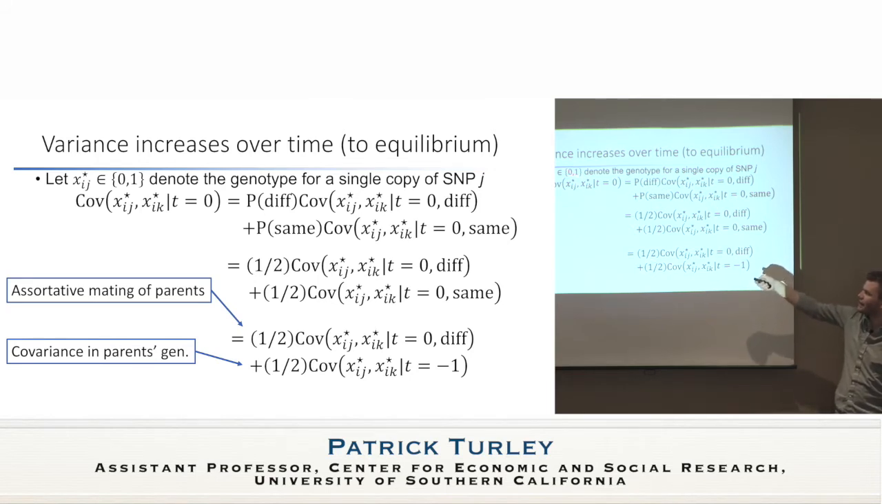And so every generation, we're going to move halfway between how much sorting there was in the current generation and how much sorting we should expect to find due to the amount of sorting in the population. So we just move halfway every generation.